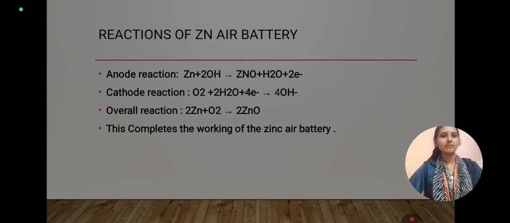Reactions of a zinc air battery. At the anode, zinc reacts with the hydroxide. It forms ZnO plus water and 2 electrons lost. Cathode reaction: O2 plus 2H2O plus 4 electrons gives 4OH-. Overall reaction: 2Zn plus O2 gives 2ZnO. This completes the working of the zinc air battery. This reaction explains how the zinc air battery produces power.